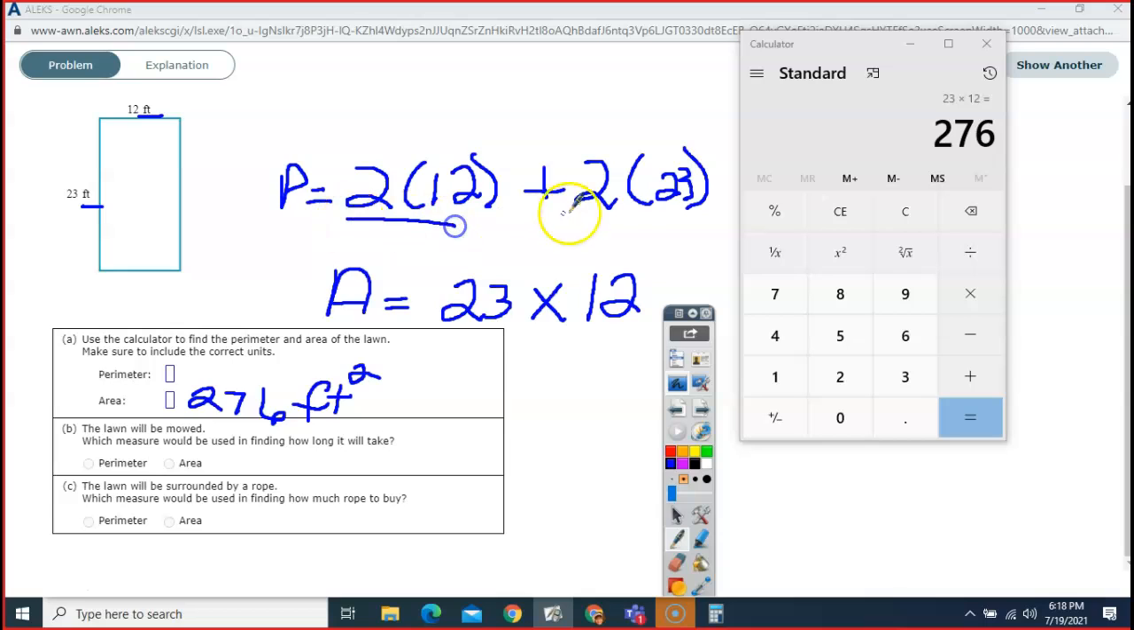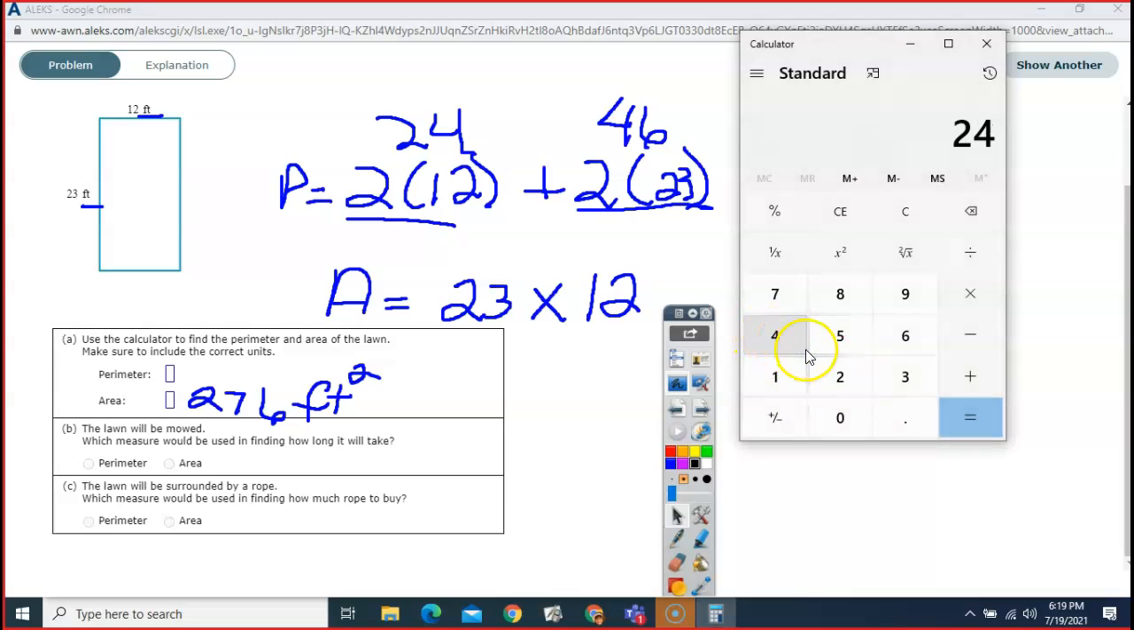The perimeter, I've got to add these things up. So I know 12 and 12 is 24. I know 23 and 23 is 46. So I'm just going to add those two up. 24 plus 46. Okay. Can I back that up? 46. And I get 70. All right, so my perimeter is 70. And it's just 70 feet, because I went all the way around the outside of the rectangle.